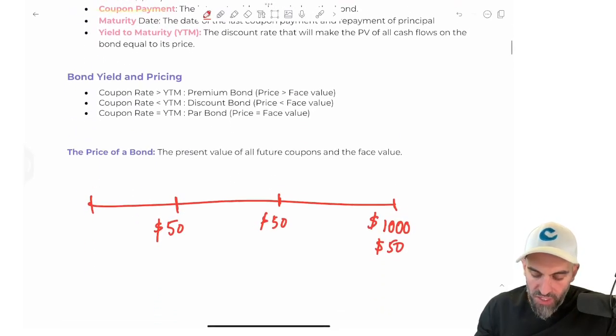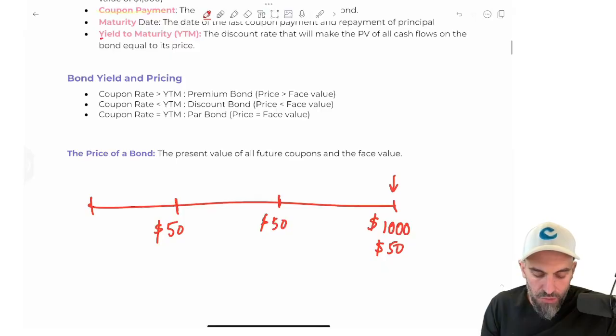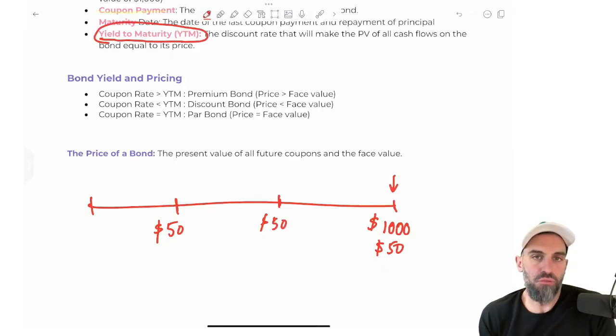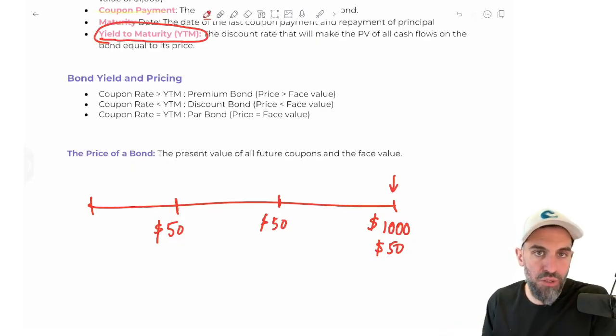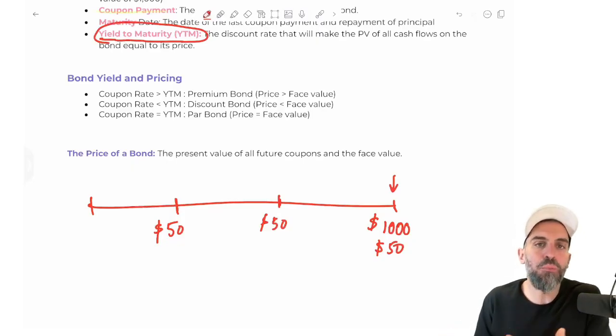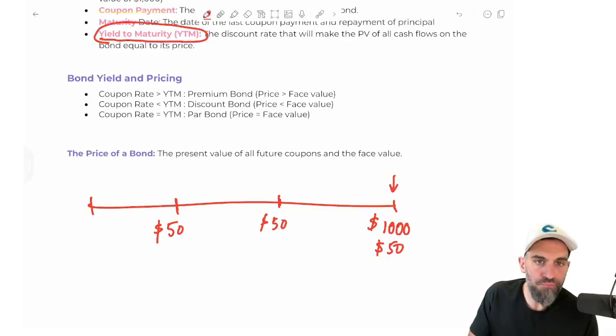Maturity is just what we call the day that it matures, and the yield to maturity, this is your return. This is your actual return on investment. So if I say that this bond has a yield of 8%, it means that if you invest your money in this bond, you will earn an 8% return on your money.